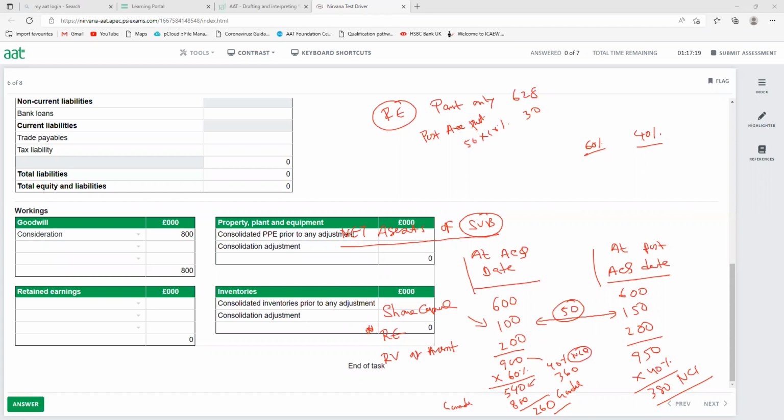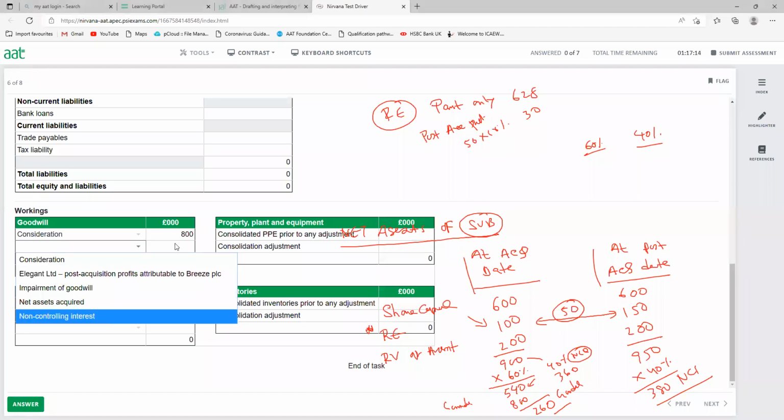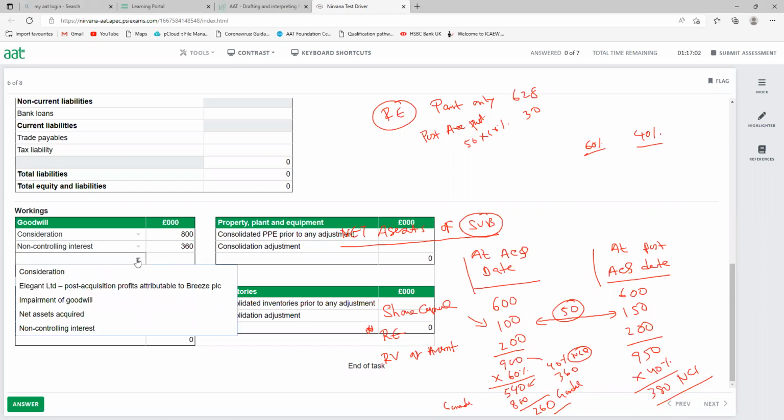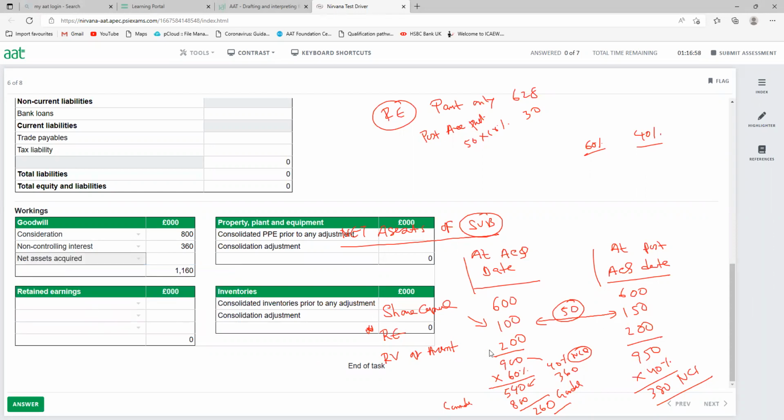So we're going to say NCI, non-controlling interest, 360. And then we're going to say our net asset acquired. The net asset value was 900, so net asset acquired 900. 6 plus 1 plus 2, 900. So minus the 900, and that gives you the goodwill 260. The goodwill you have calculated before.